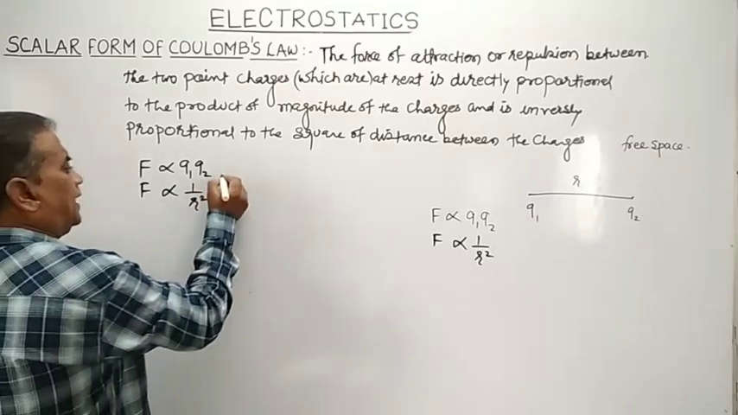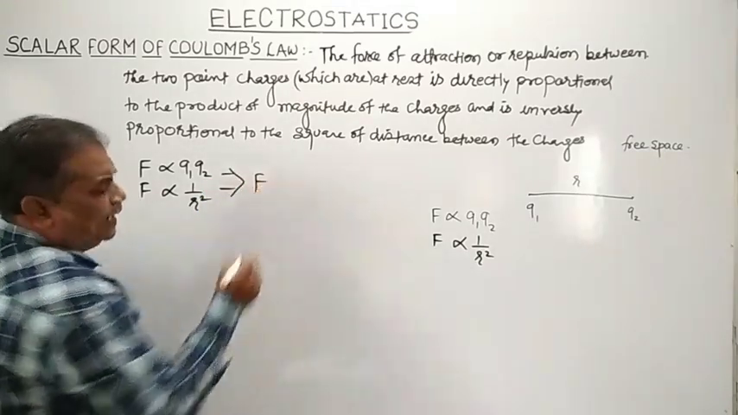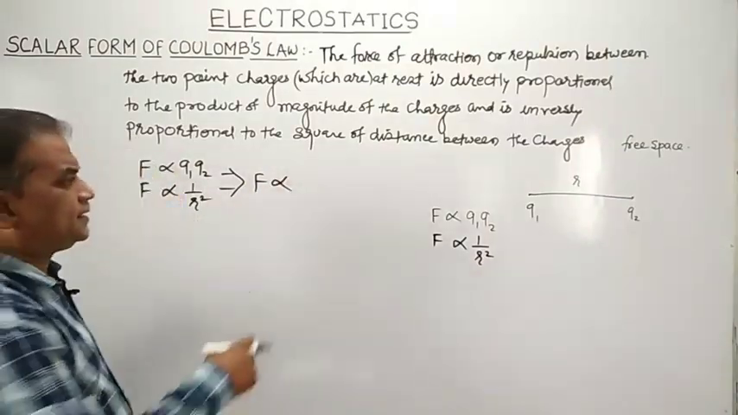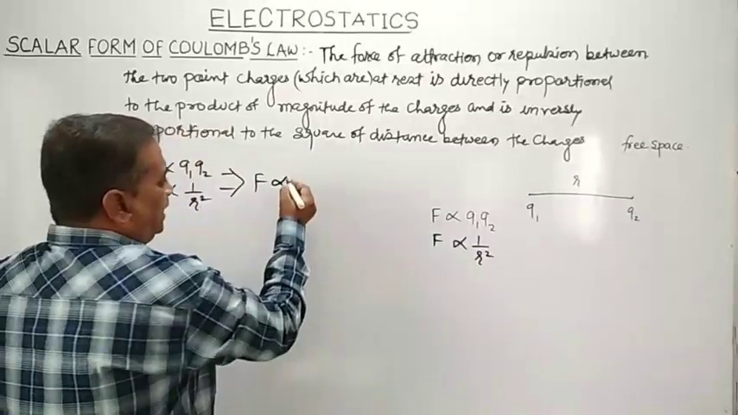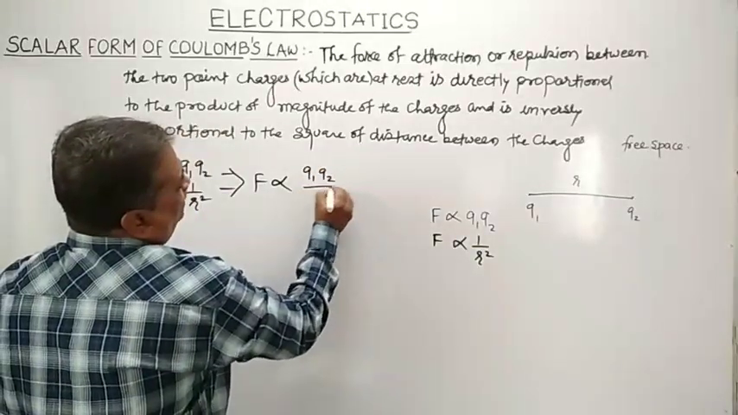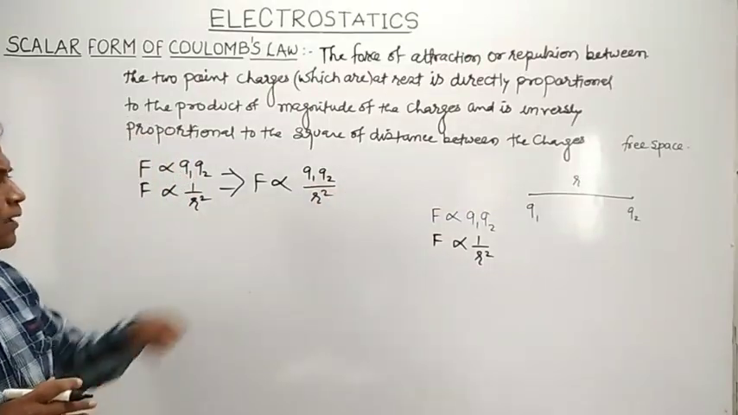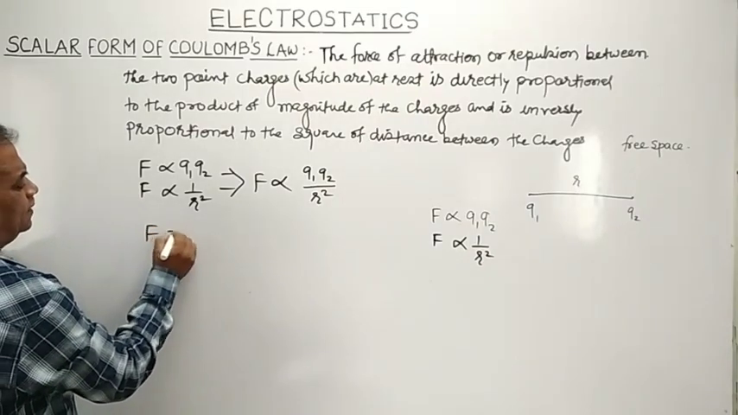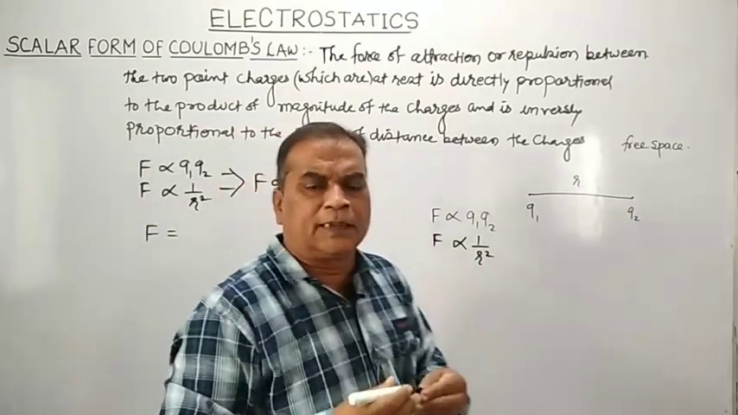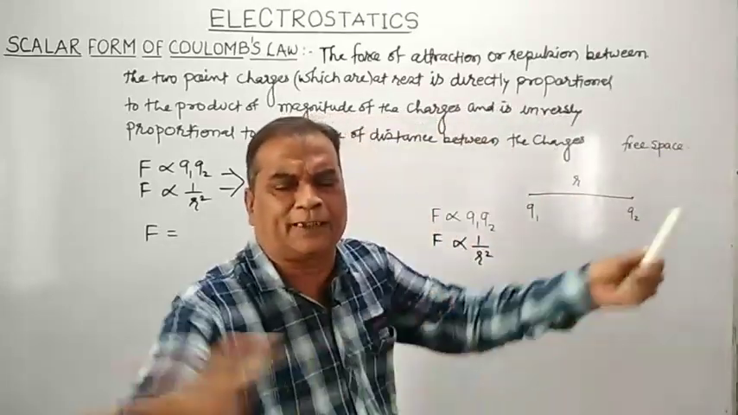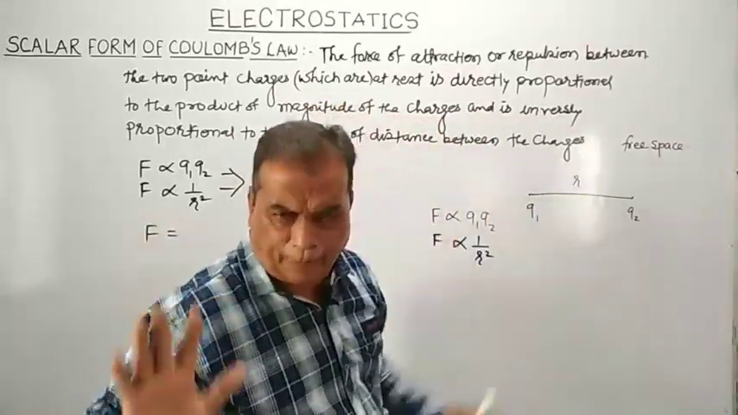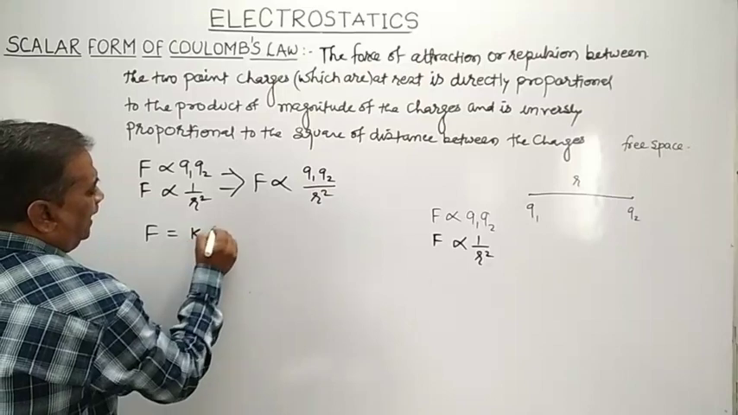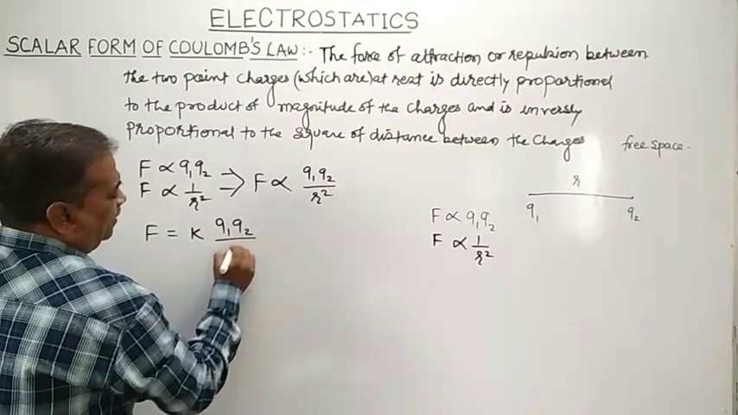These two relations imply that the force of attraction or repulsion between two point charges at rest is proportional to Q1 Q2 divided by r square. Or the force between the two point charges at rest, separated by a finite distance r apart in free space or in a vacuum, is equal to k into Q1 Q2 divided by r square.